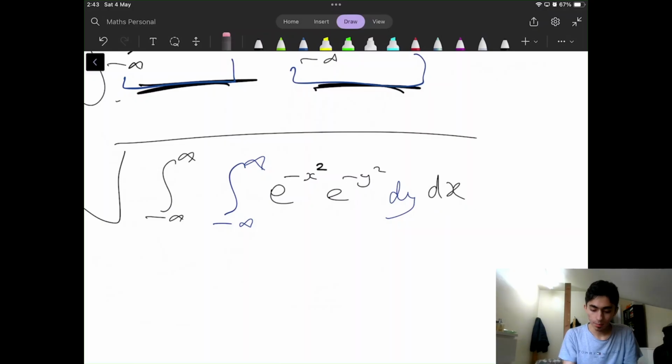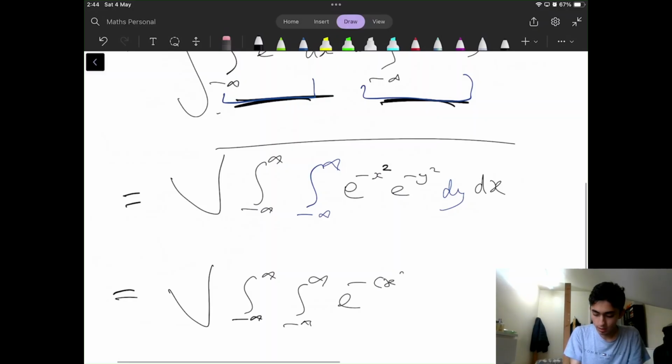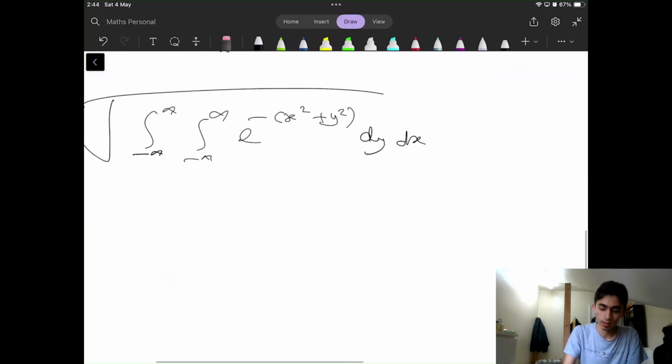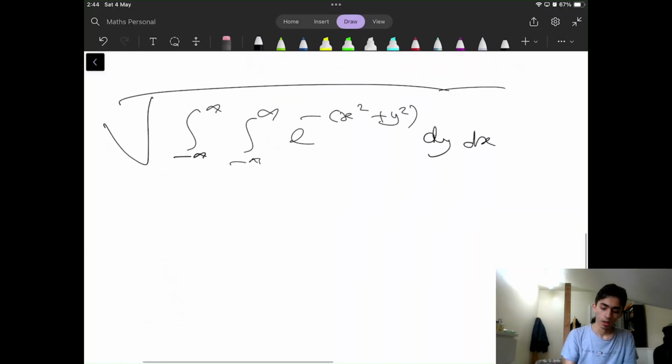Anyway, let me just combine the two exponential terms into just one term. It should be written as e to the negative bracket x squared plus y squared, like this. Just the same thing, I've just combined the exponents into one and factorized the negative outside the bracket.